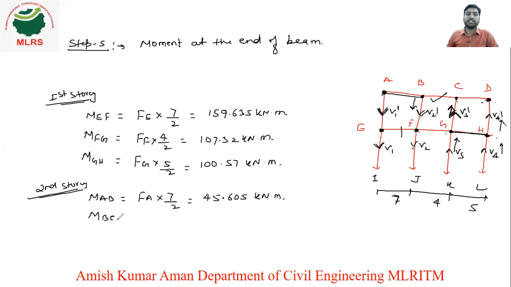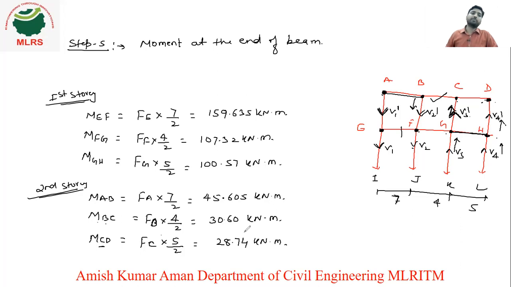Next, we will go for the second member, that is the BC member. So MBC. The first is B, so we will take the moment at B. So FB into the distance 4, so 4 by 2. The value is 30.66 kilonewton meter. And the last member, that is CD. So MCD will be, the first name is C, so we will see the shear at C into the distance. What is the distance? 5. So 5 upon 2. What will be the value? 28.74 kilonewton meter.